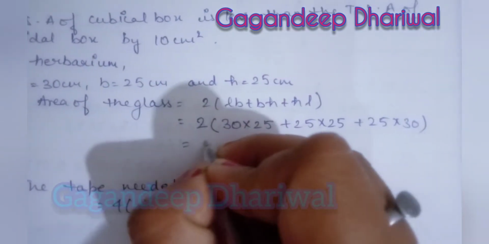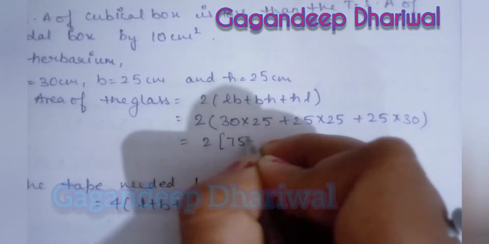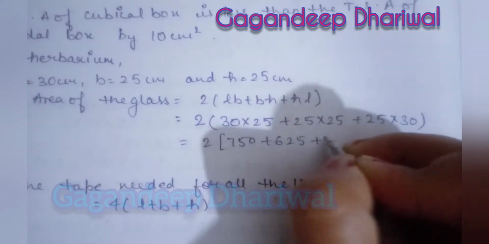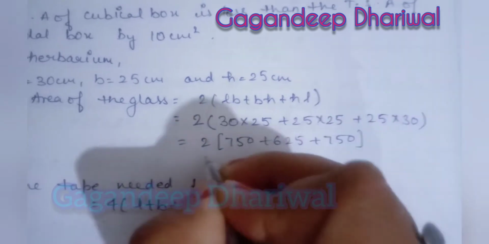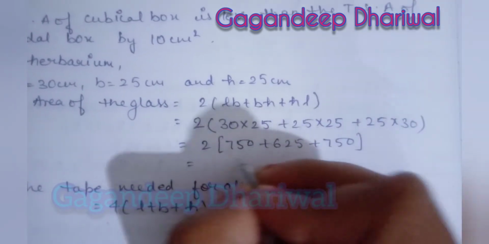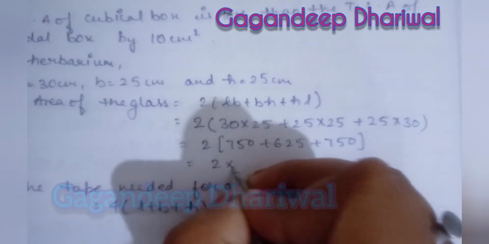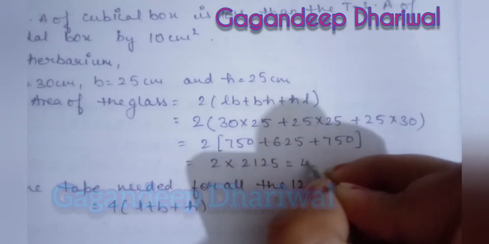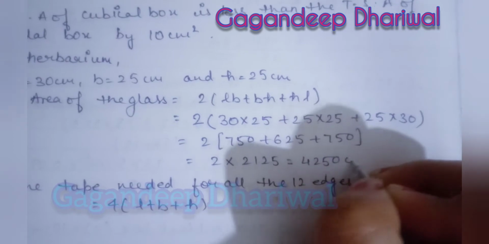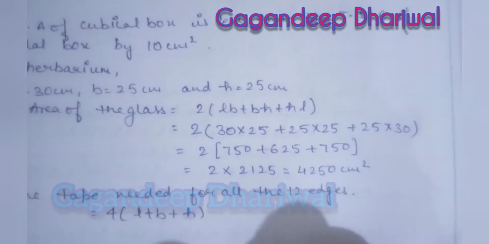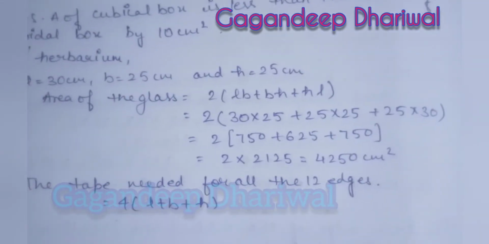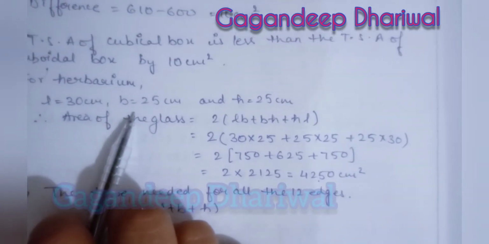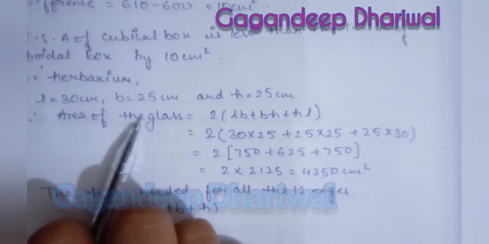then 2 into 750 plus 625 plus 750. When we solve this, we will have 2 into 2125 equals 4250 centimeter square. Okay, now this is the answer for the first part, where we had to calculate the area of the glass.